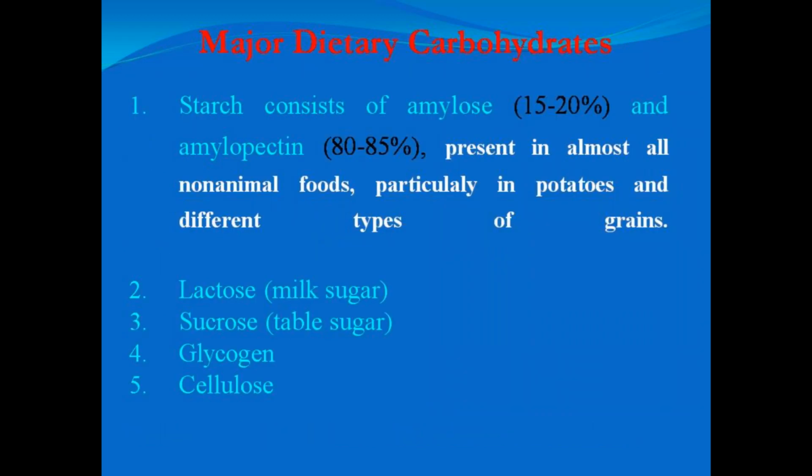The third one is major dietary carbohydrates. Number one, that is starch, then lactose, sucrose, glycogen and cellulose. Starch mainly consists of amylose and amylopectin, found in almost all non-animal foods, particularly in potatoes and different types of grains. Lactose is mainly found in milk, that is why lactose is known as milk sugar, and sucrose is commonly known as table sugar.